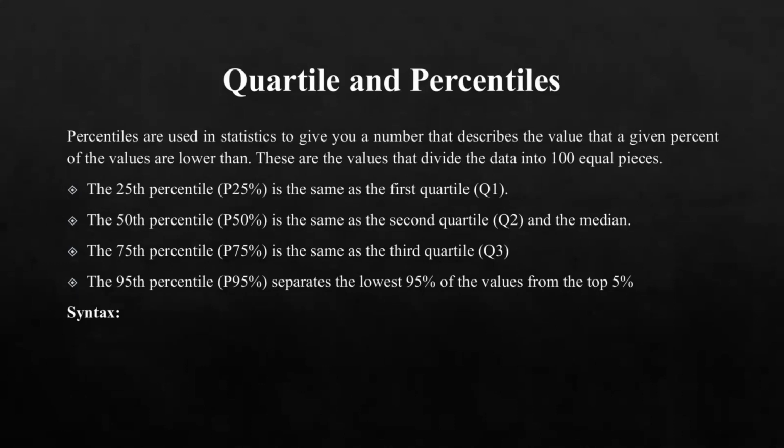The syntax is quite simple. Just use the quantile keyword as you did previously, then pass the data frame, then the variable or column, and then here by using the combine function you pass the percentile. Let's move to RStudio to see how it works.